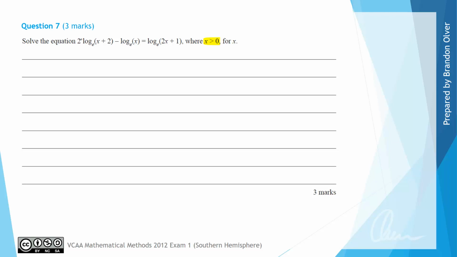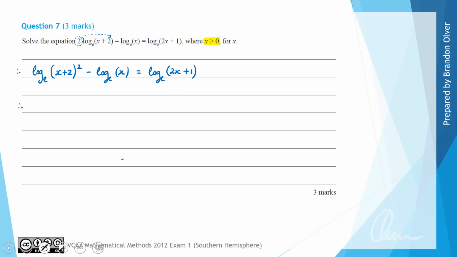So first of all, this 2 that's currently multiplying the log can actually be put up as a power of the argument. So we can write this as log e of (x + 2) squared, and then we're still going to have minus log e of x equals log e of (2x + 1).